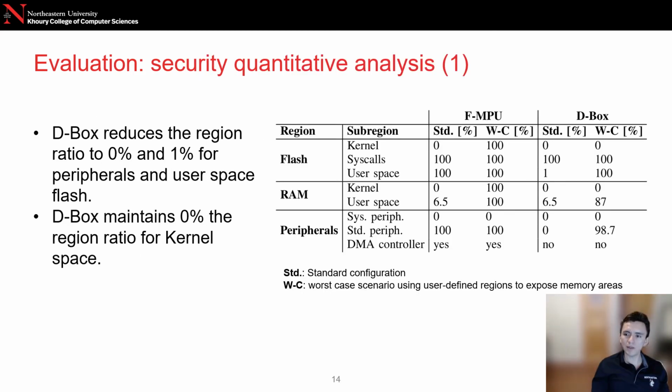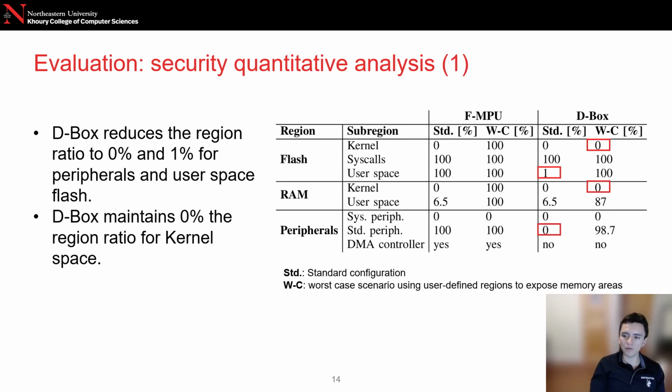For the quantitative analysis, we use the memory region ratio metric, which measures the effectiveness of a compartmentalization solution. Specifically, this metric calculates the ratio of the memory areas exposed when a given task is executed to the total size of the memory area. We observe that DBox reduces the region ratio to 0% and 1% for peripherals and user space flash and memory areas. DBox also maintains 0% of the region ratio for kernel space.